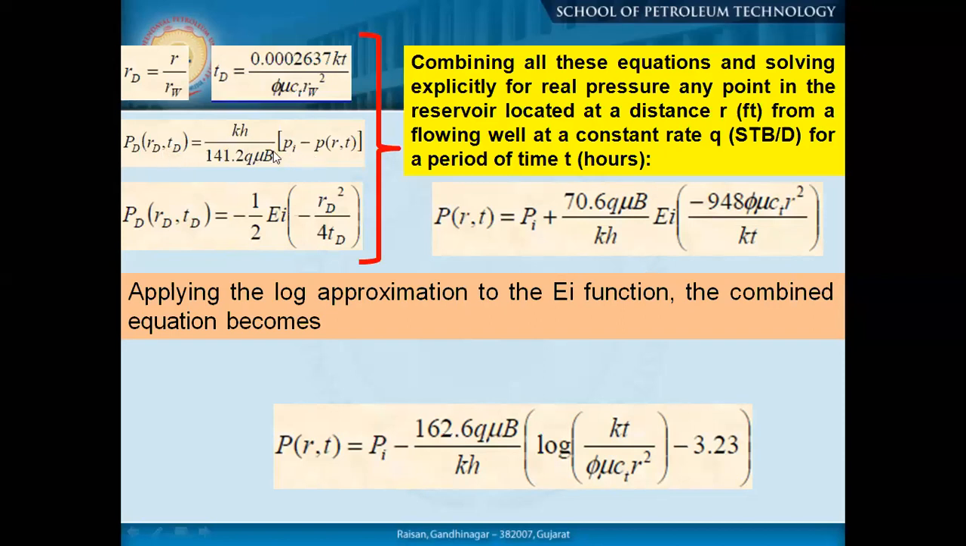This PD is related to your delta P. P means dimensionless delta P, and this is the exponential integral form of our formulations, or you can say the diffusion equation. So combining all these equations and solving explicitly for real pressure at any point in the reservoir located at distance r feet from a flowing well at a constant rate q for a period of time t hours is now this.